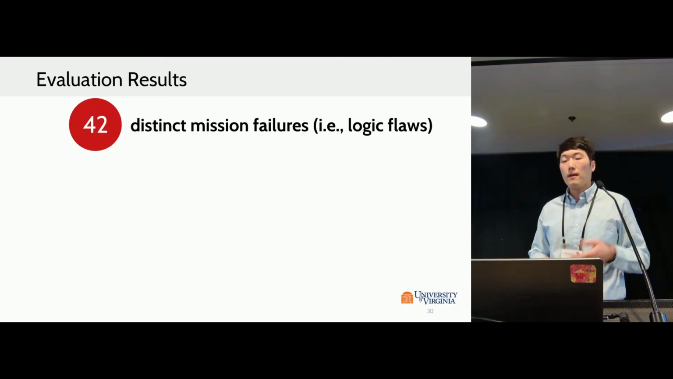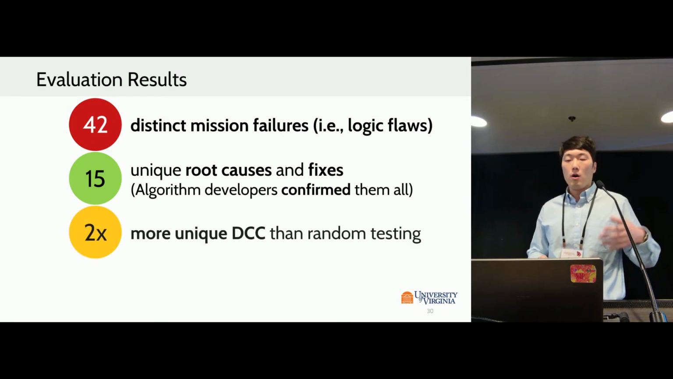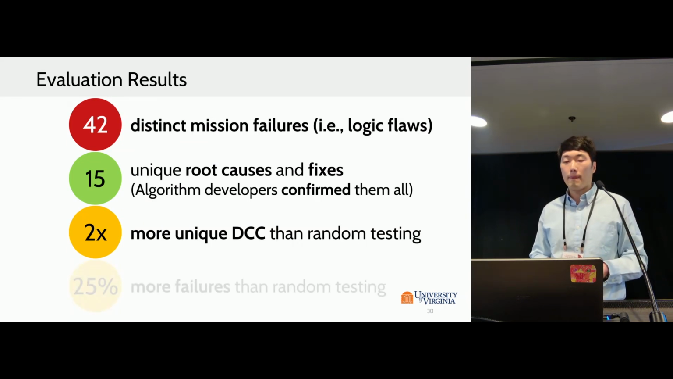So far, SwarmFlawFinder finds a total of 42 unique mission failures from 4 real-world algorithms. And we identify 15 different root causes and potential fixes, and they are all confirmed by the authors. Also, it finds 2 times more unique DCC and 25% more failures than random testing.